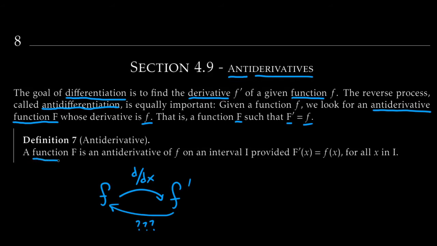We'll say that a function, capital F, is an antiderivative of little f on an interval I if big F prime is little f for all x in I. So it's totally possible to have an antiderivative only on a certain interval.